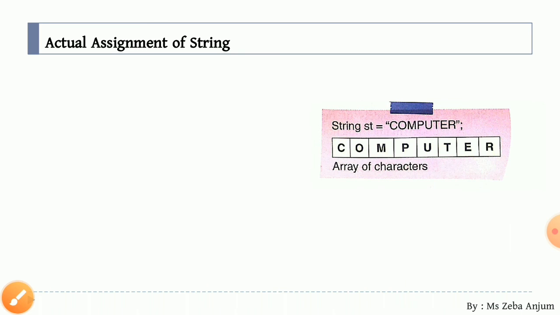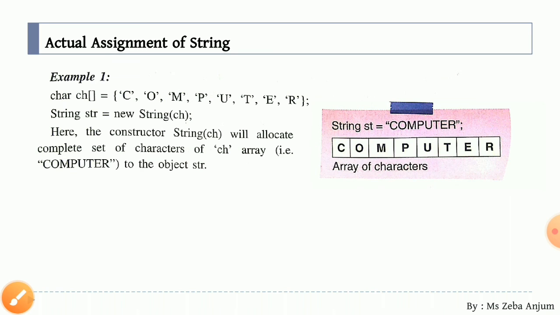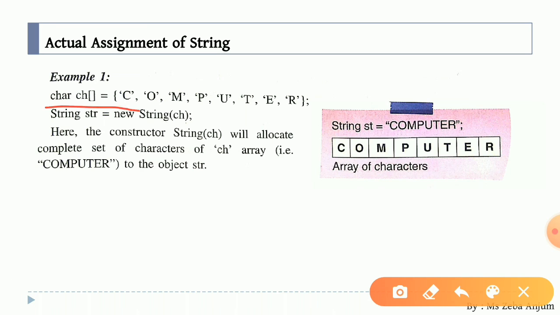Now let us take examples. Example number 1, see, we have taken character ch. Now clearly it is being defined that this ch is what? It is your array of characters. Yes. Now see the second line, we are having indirect assignment, or you can say assignment using our new operator. So see, String str equals to new String, and String is a constructor. Over here we have taken ch, only ch we have taken.